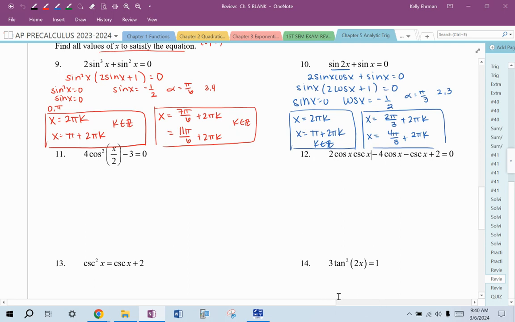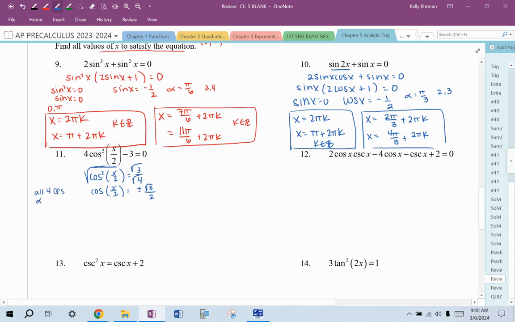All right, picking up where we left off on number 11. This is a single trig function, so I'm going to isolate it. So cosine squared of x over 2 is equal to 3/4. And then we square root both sides. Because we've introduced the square root, we need to have a plus or minus, and then it's radical 3 over 2. So the plus or minus means that you're in all four quadrants.